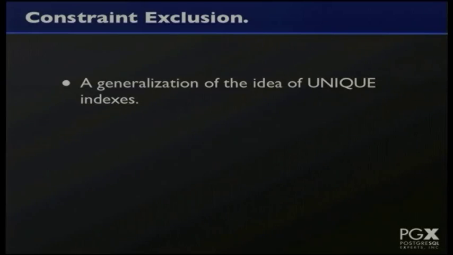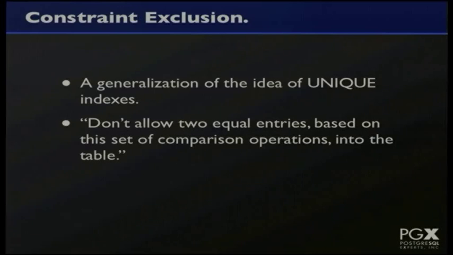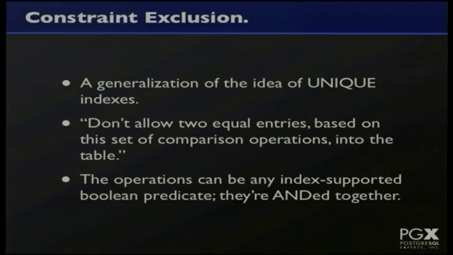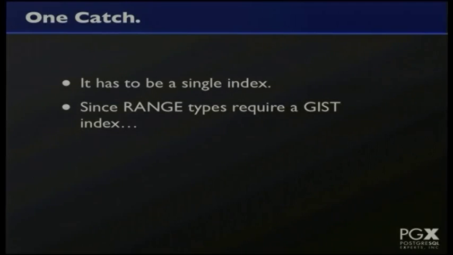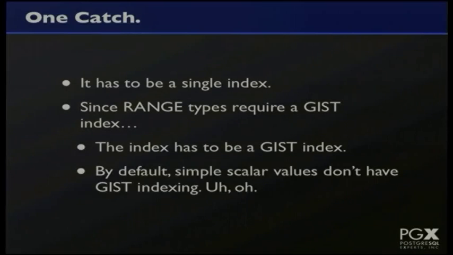Constraint exclusion extends that so there's more than one key value, saying basically don't allow two equal entries based on this set of comparison operators, not just equality, into the table. Any index-supported Boolean predicate, so any Boolean operation that returns a Boolean, can be used in this constraint, and they're ANDed together. But there's a catch, which is it has to be a single index. And since range types require a gist index, the index has to be a gist index. But simple scalar values, like the room number, don't have gist indexing by default. So it seems like, oh, great, I just sold you this great feature, and now we can't use it.